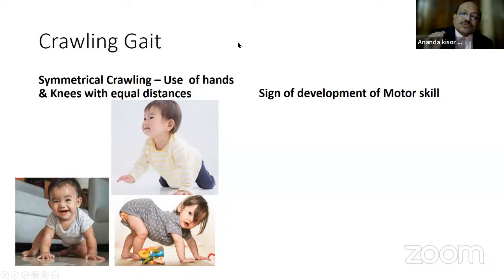In orthopedics, to keep our life simple, we have to judge whether this crawling is symmetrical or asymmetrical. See this one, it is asymmetrical crawling. This one may be symmetrical crawling, and this may be crawling with a special character, like a bear or some animal. So the first hint is to check whether it is symmetrical or asymmetrical. As you can see here, this one is asymmetrical. This limb is not going along with the other limbs. Symmetrical crawling is the use of the hands and knees with equal distance. This is the most important.